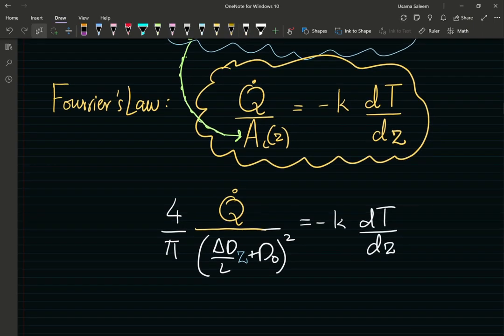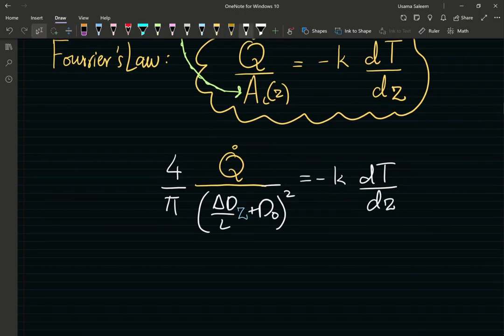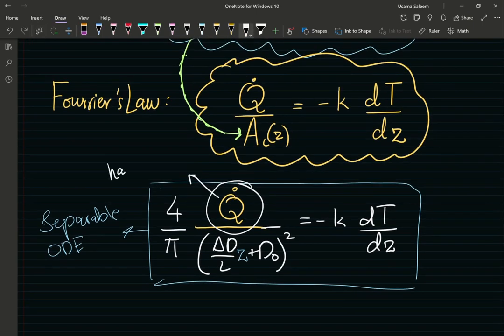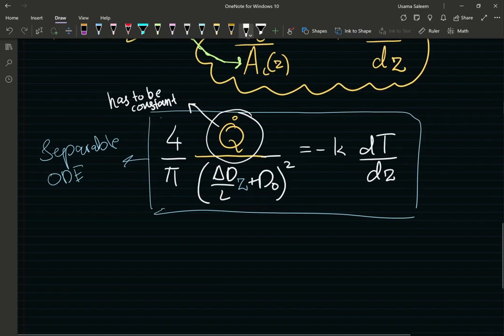All right, so now this right here is a separable ordinary differential equation. I hope you guys can see. Let's inspect, shall we? The heat transfer rate has to be constant. Why is that? Steady state. There is no generation. So the heat that is being transferred into a section has to equal the heat that's leaving. So the heat transfer rate has to be constant, okay? Steady state.